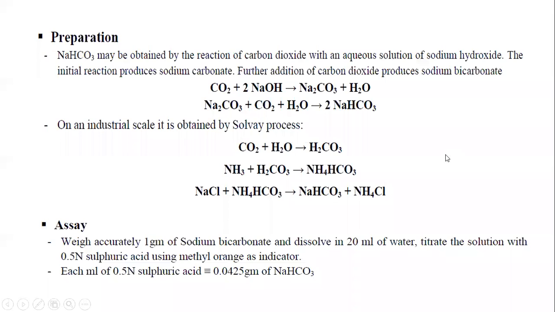So coming to the assay of sodium bicarbonate. How is this assay done? You're going to weigh accurately 1 gram of sodium bicarbonate and dissolve it in 20 ml of water. This solution you're going to titrate with 0.5 normal sulfuric acid using an indicator called methyl orange.